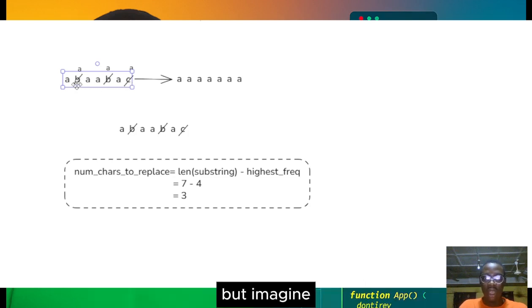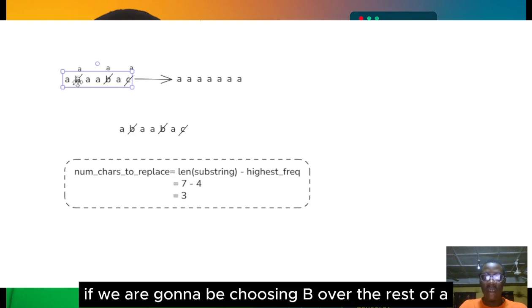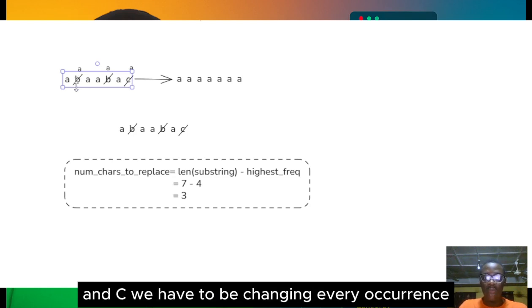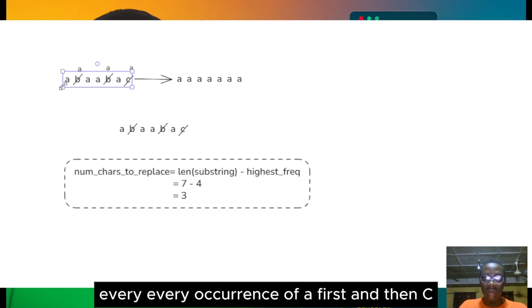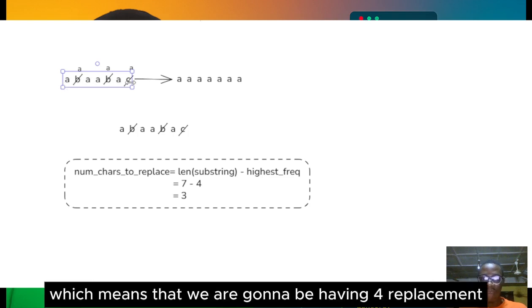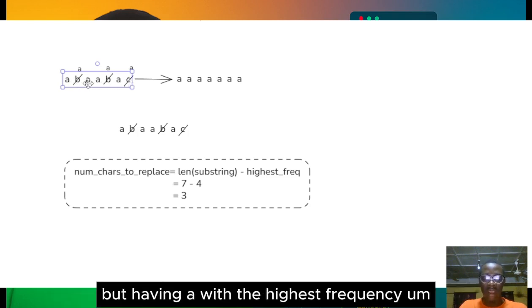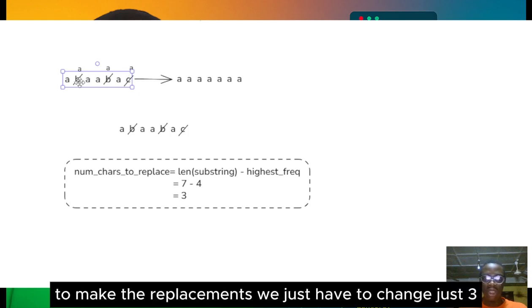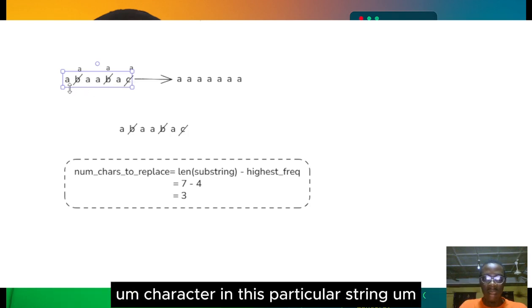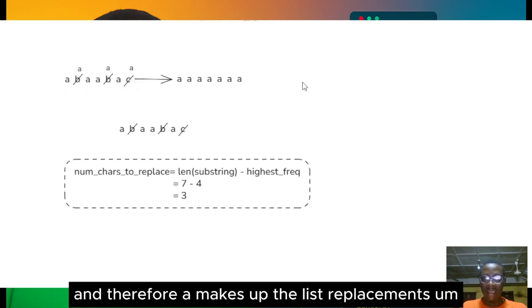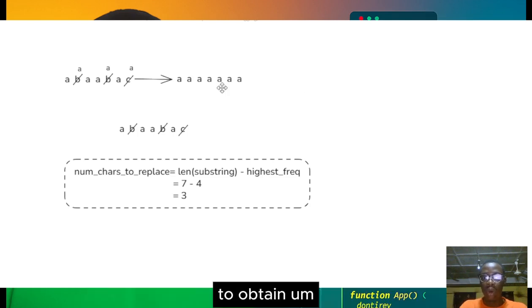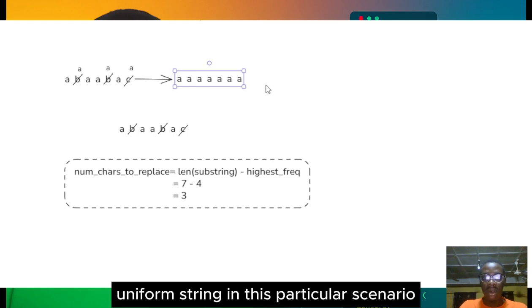You understand? But imagine if we were choosing B over A and C, we would have to change every occurrence of A first and then C, which means that we are gonna be having at least 4 replacements. But having A with the highest frequency, to make the replacements, we just have to change 3 characters in this particular string, and therefore A makes up the least replacement to obtain a uniform string in this particular scenario.